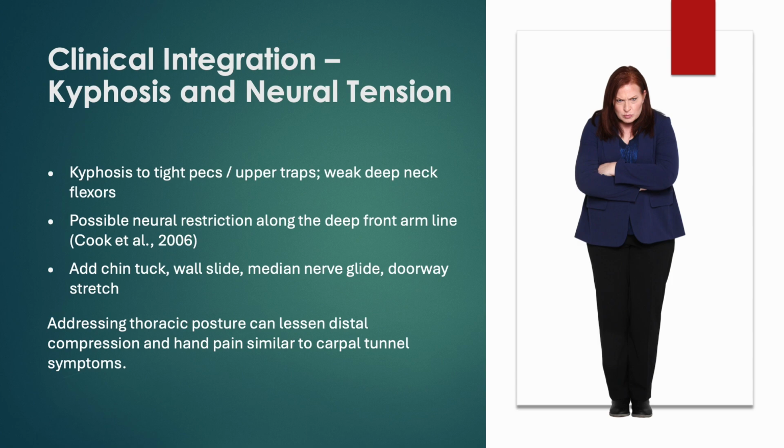Kyphosis is often related to tight pecs because it does pull the scapula forward. It can lead to neck flexor weakness, where the head's held forward, and office work can exacerbate this, which is relevant in this case. Possible neural restriction along the deep front arm line can be a problem. Adding chin tuck, retraction, wall slides, median nerve glides, possibly maybe an ulnar nerve glide if cubital tunnel is suspected, because there is a complaint in this client of pain in the hands.